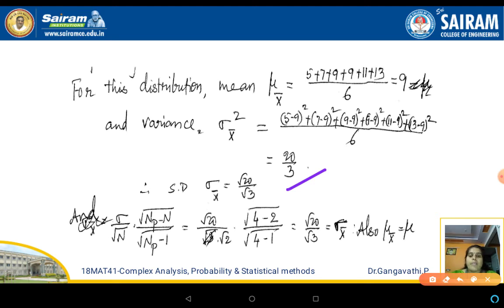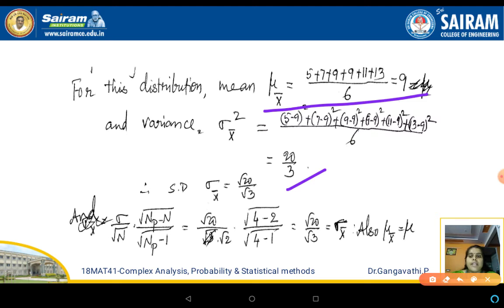Now you can observe here that the mean of x bar was 9 and the mean of the population is also 9. So we can clearly say that mu x bar has been verified. Similarly, the standard deviation has also been verified.